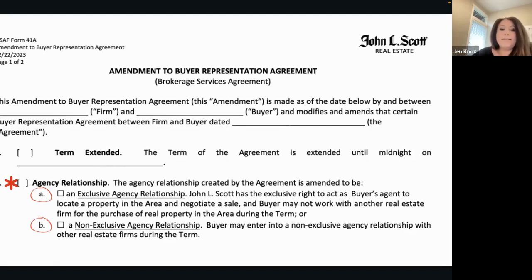Extending the term is the expiration of your buyer's agency. So if you want to extend it 6 months, you write 6 months. When this ends, that's when the buyer agency agreement ends.